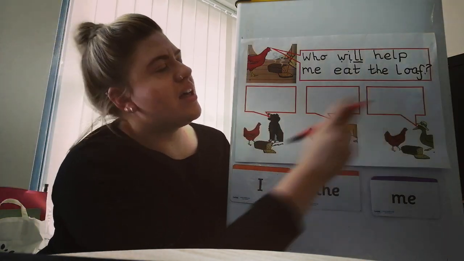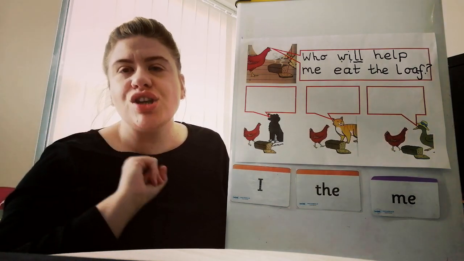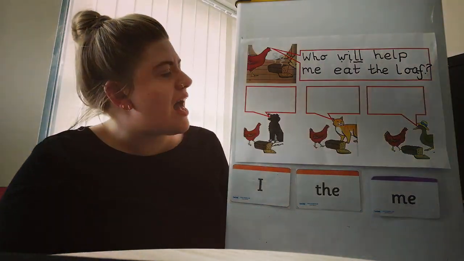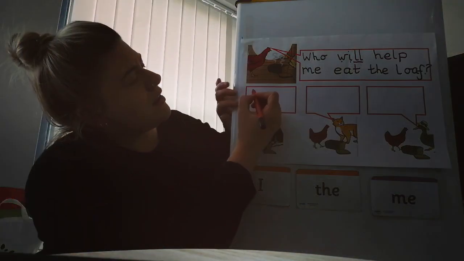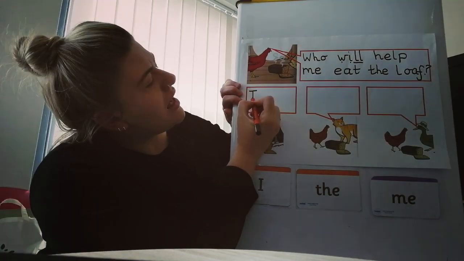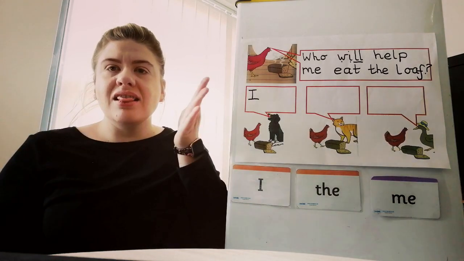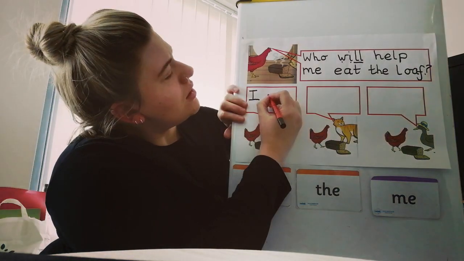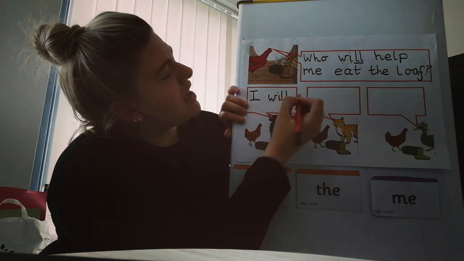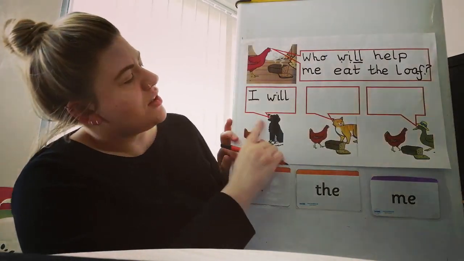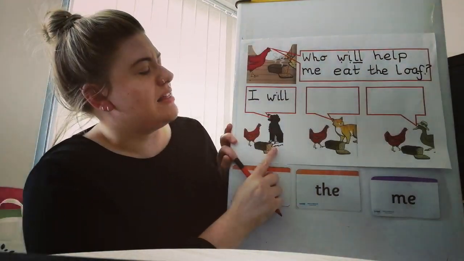Okay, so in these speech bubbles, we're going to write I will. Okay, so it's really easy. Two words, I will. Okay, so I is your tricky word I, which is here. Okay, so I'm going to write that here. I will. Sound out will. W-I-L, will. W-I-L. Remember, it's your digraph double L sound, okay? Who will help me eat the loaf? I will, said the dog.